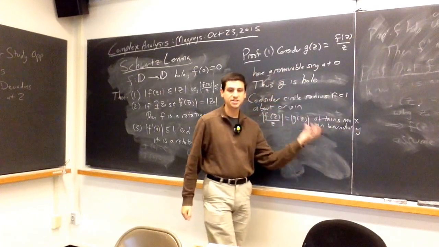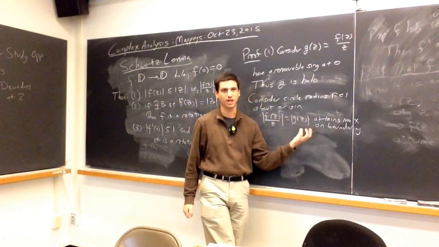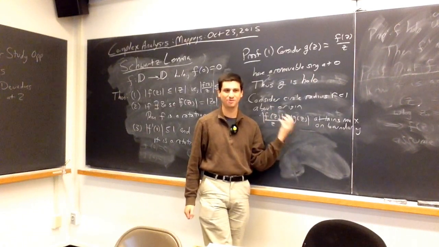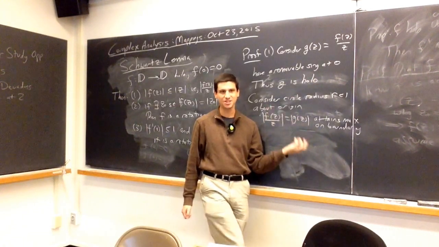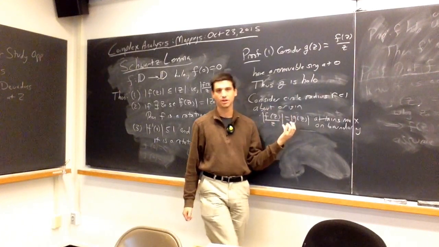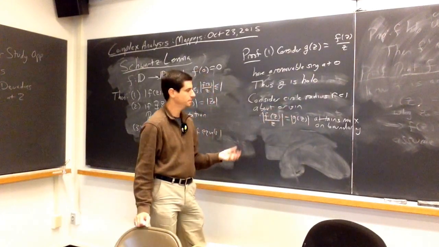So again, this is something that's very different than the real case. You can have many real valued functions that are continuous and infinitely differentiable that are not taking on their maximum value at the boundary. Look at something like 1 over 1 plus x squared.